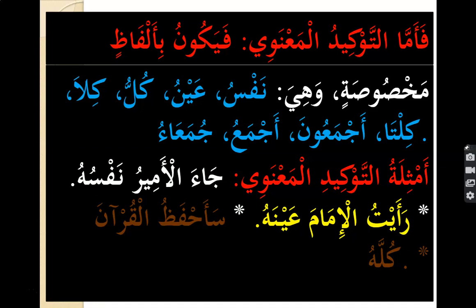أمثلة التوكيد المعنوي, the examples of التوكيد المعنوي: جاء الأمير نفسه, the emir has come, he himself. رأيت الإمام عينه, I have seen the Imam, him with his eye. رأيت الإمام is منصوب, so عين is also منصوب. جاء الأمير, أمير is مرفوع, نفسه is also مرفوع.